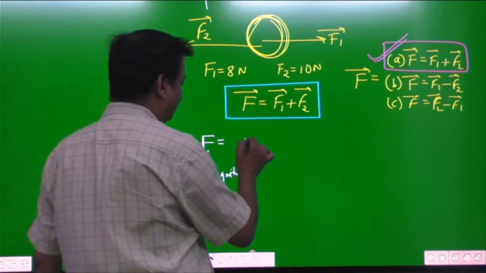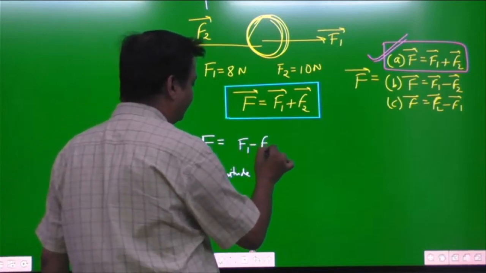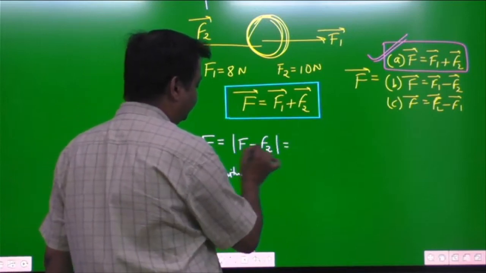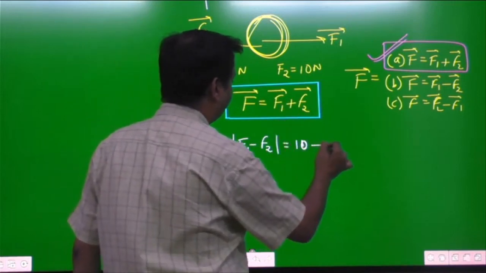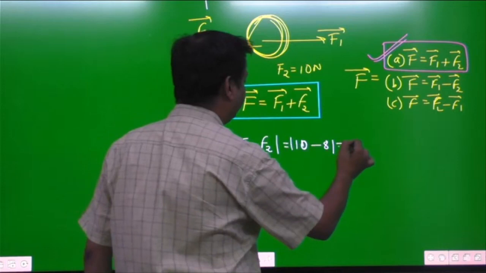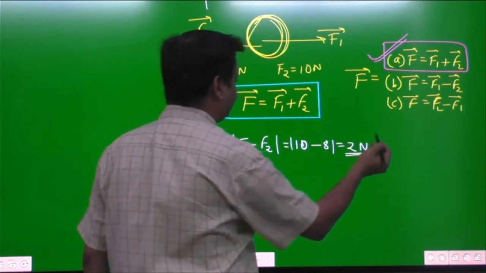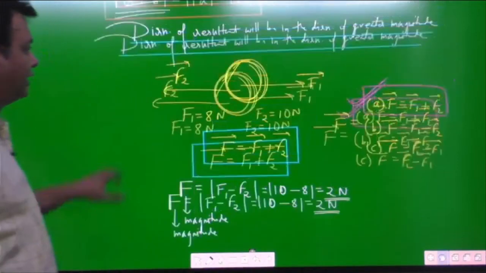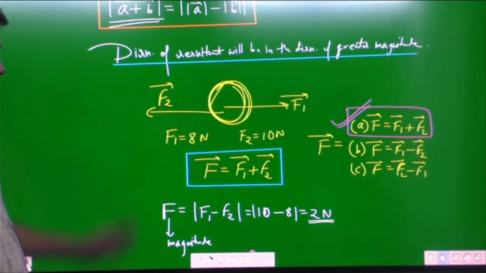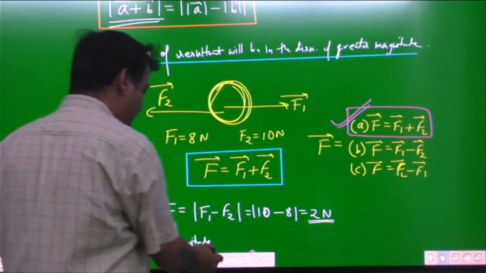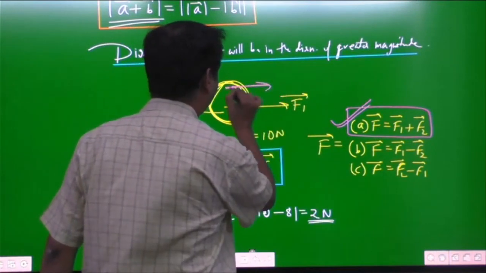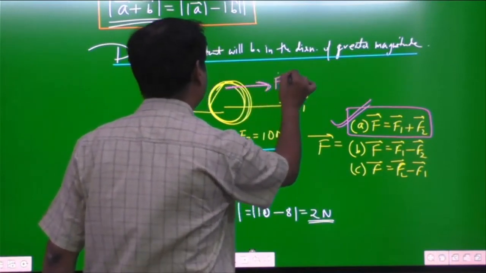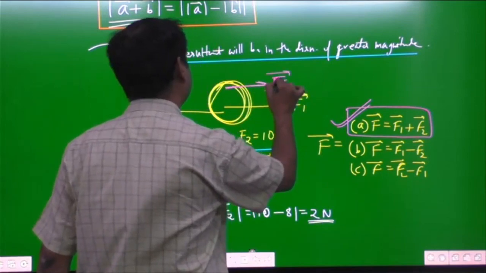So you can write modulus of F1 minus modulus of F2. Again, these are the magnitudes. So F1 is 10 minus 8 mod. Answer will be 2 Newton. This is the resultant force magnitude. Now where will the resultant act? What do you think? It will be on the side of greater magnitude. So it will be like this, on the side of F1. The net force will act on the right side.